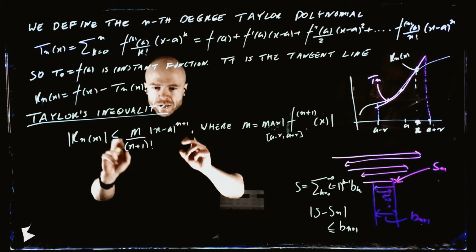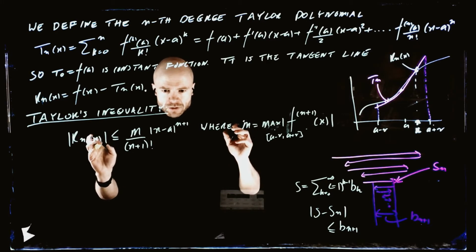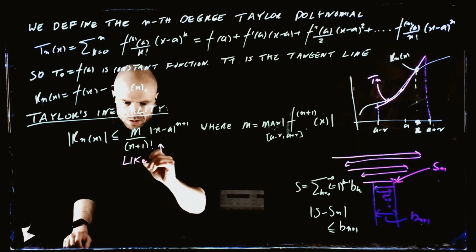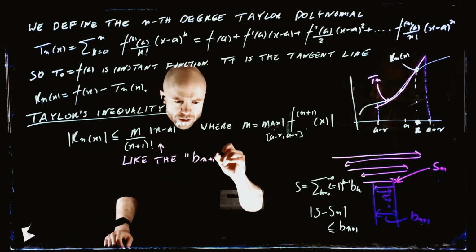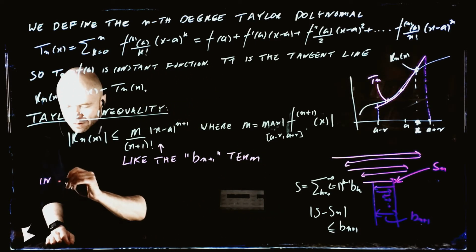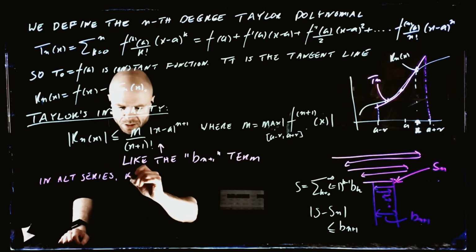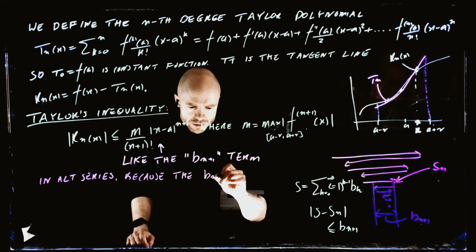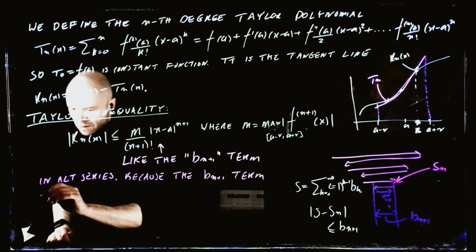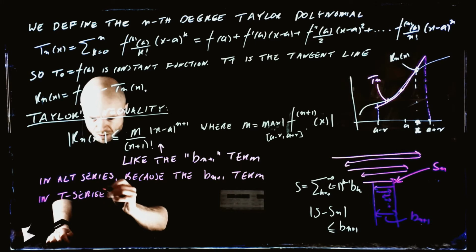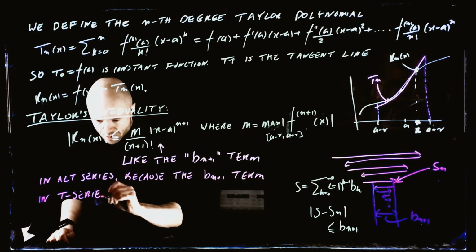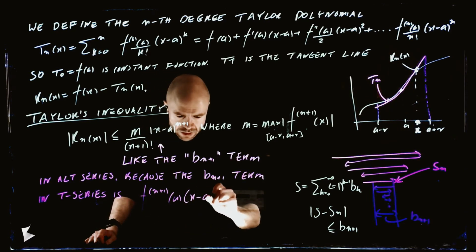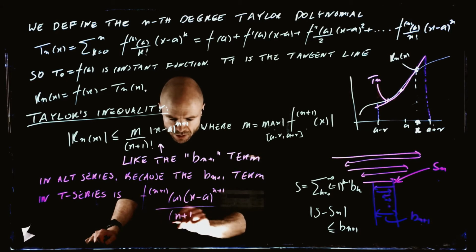This is like the (n plus 1)th step inside our Taylor expansion, right? Because what is the (n plus 1)th step? It's like the b_(n+1) term in an alternating series. What is the b_(n+1) term in a Taylor series? It is the (n plus 1)th derivative of f at a, times x minus a to the n plus 1, over (n plus 1) factorial, yeah?